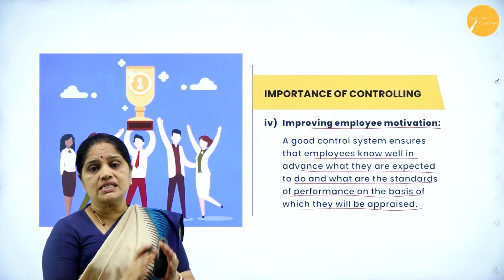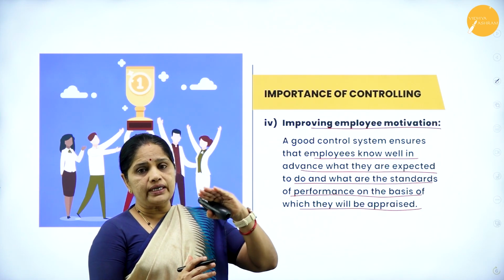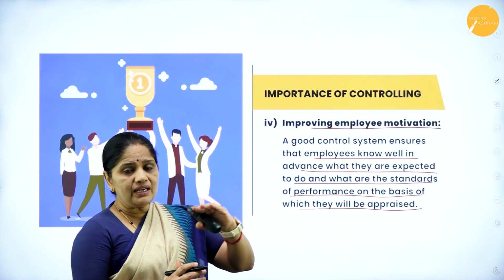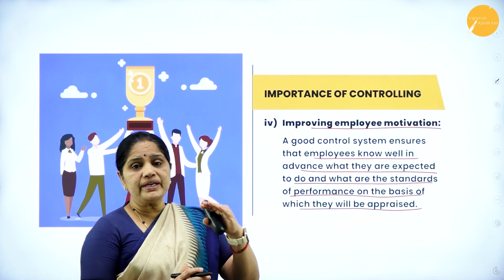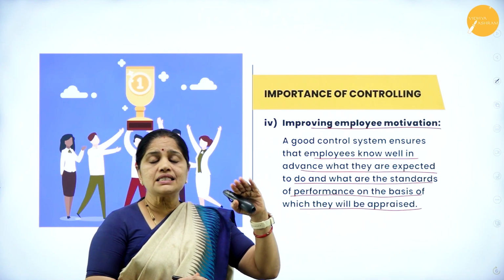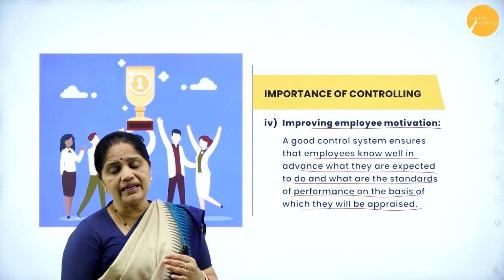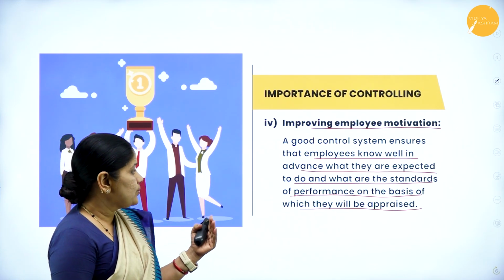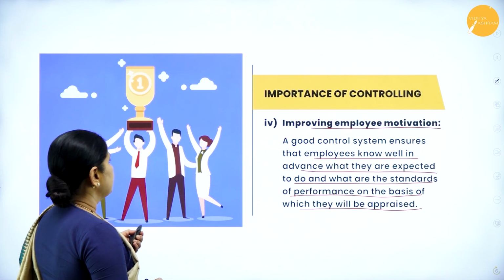Since they have just decided the standard goal for each of the employees, the employee will work towards this goal, and when he works towards this goal and achieves it, it will be a motivating factor for him. Why? Because he has reached the benchmark set by the organization, and it will be a motivating factor for him to perform better. So in this way, we can always ensure that there is employee motivation.